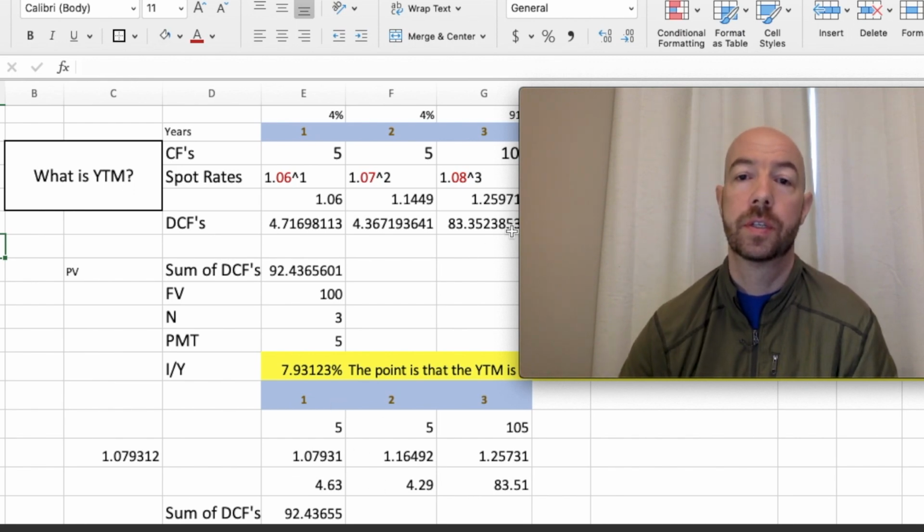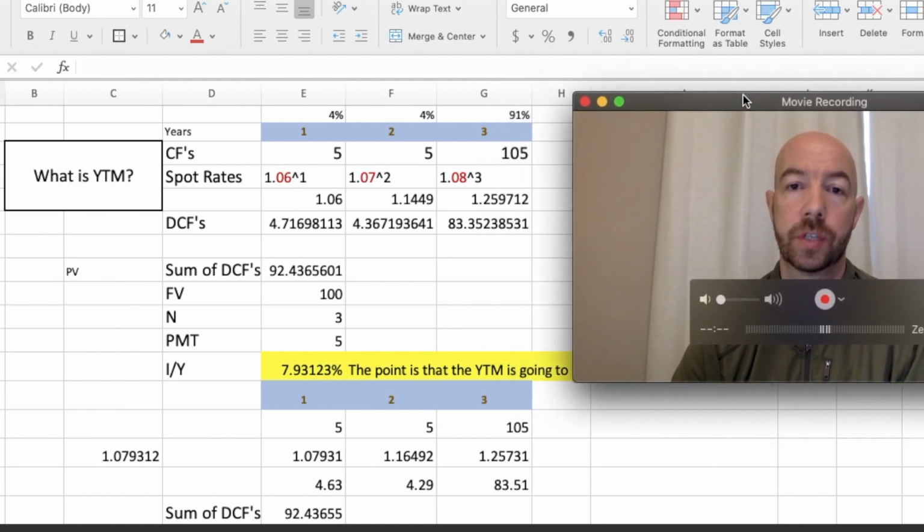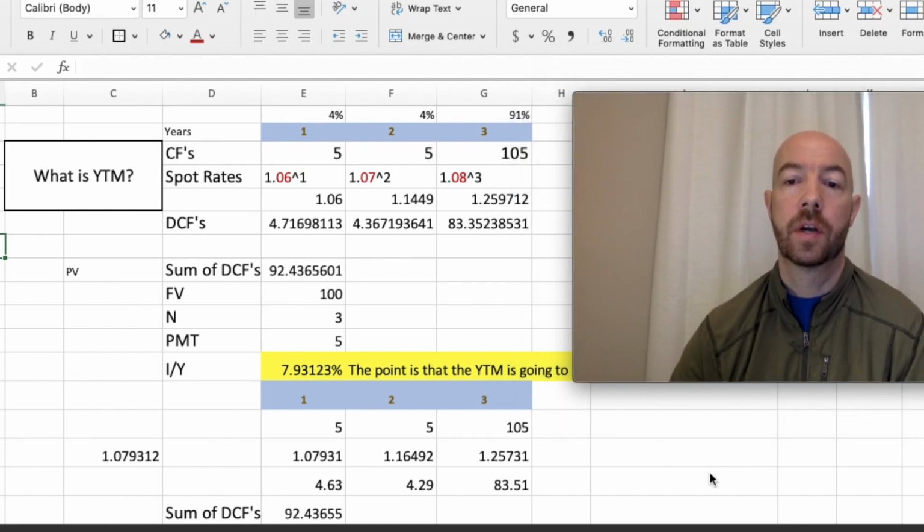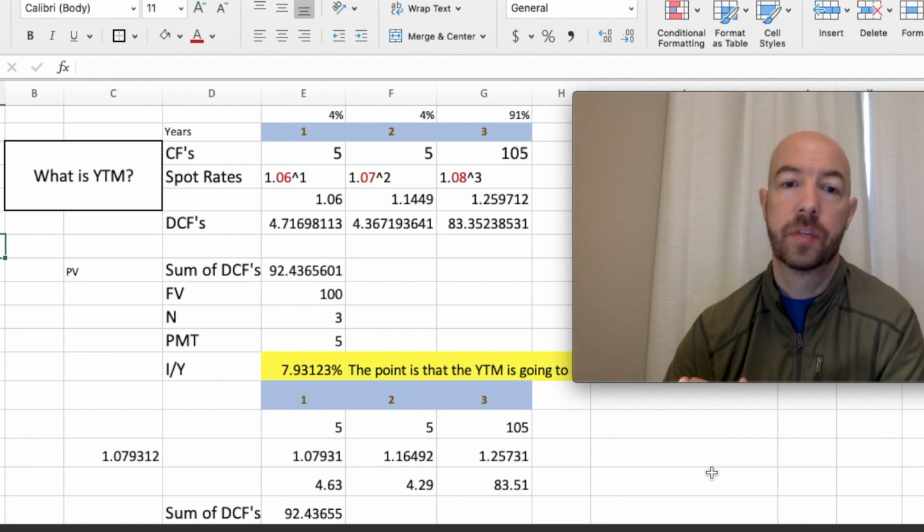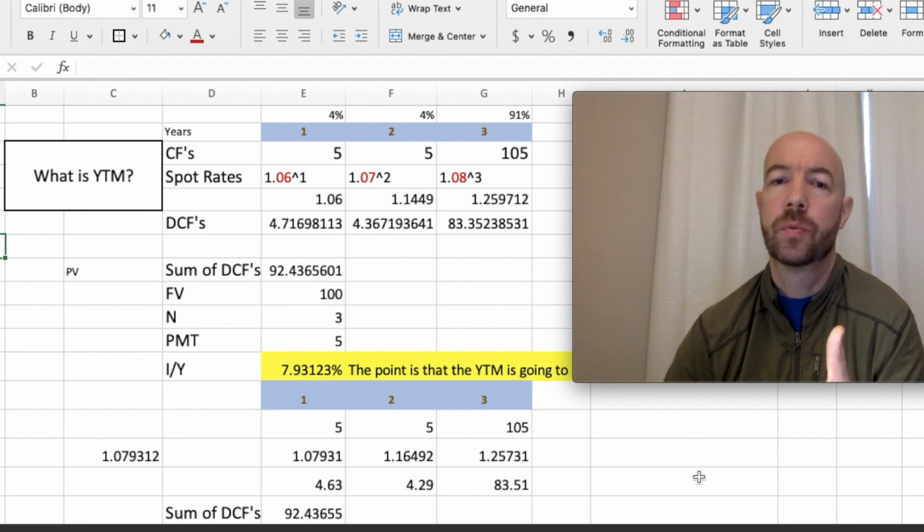And so it's a different number. They also bring up something really interesting: they describe yield to maturity as a money-weighted discount rate, I think would be the right term. Meaning money weighted, what do you mean?